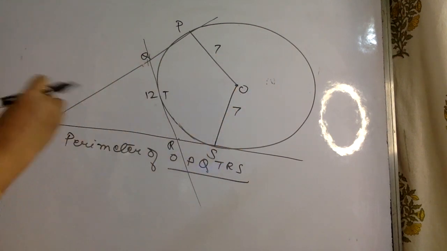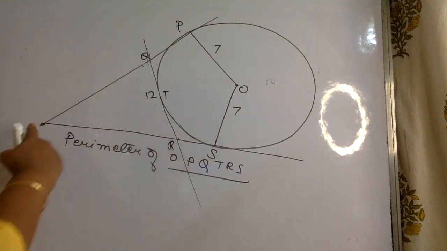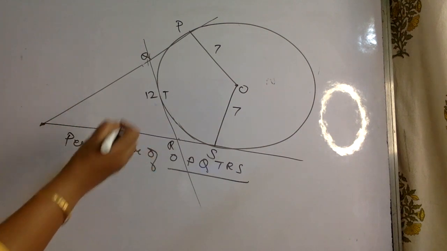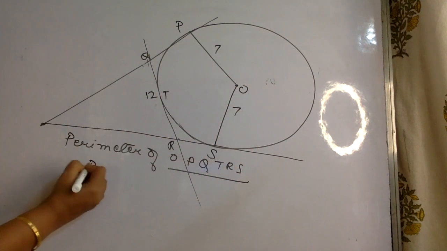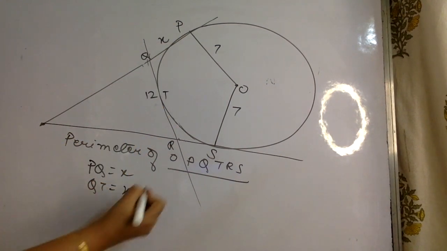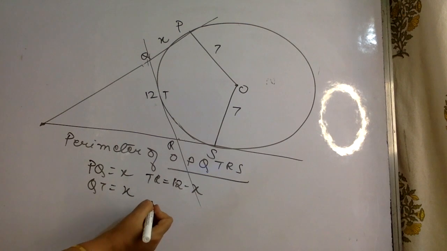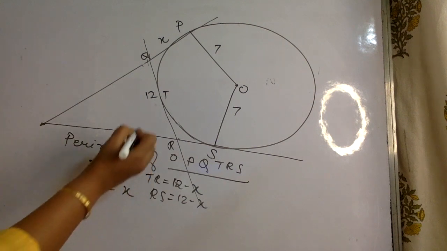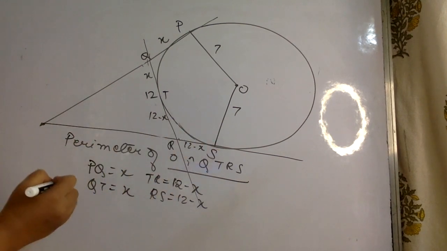Another thing now: these are tangents from an external point. Any two tangents from an external point are equal in length. So here I can say PQ. If I take PQ as x, then QT is also x, then TR is 12 minus x. Then RS is also 12 minus x. So we have this one as 12 minus x, this is x, this is also 12 minus x. Now we'll add it.